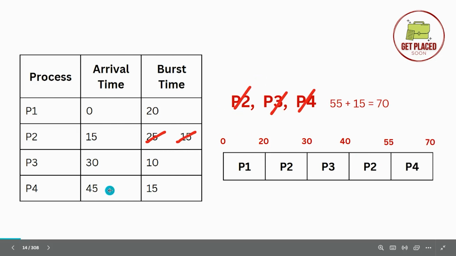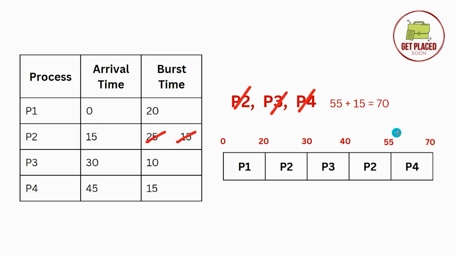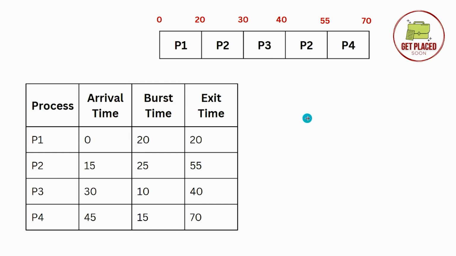P4 will be arriving into the ready queue at 45. At 55, P2 will be completed. So 55 plus 15 units of P4 is equal to 70. Till 70, this is how we draw the Gantt chart. I hope you understood how we do the Gantt chart. If you have any doubts, make sure you comment below.